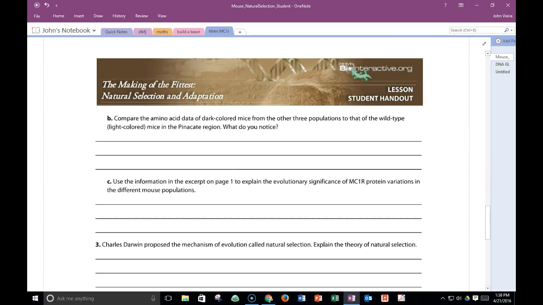Compare the amino acid data of the dark-colored mice in the other three populations from the light mice. What do you notice? They are the same. So using the information, explain the evolutionary significance of the MC1R protein variations in the different mouse populations. What's the evolutionary significance of becoming dark? It's blending into your background and avoiding predators. Or maybe, you know, another evolutionary significance would be for heat, right? But in this case, it looks like it's most likely to avoid the predators of the owls.